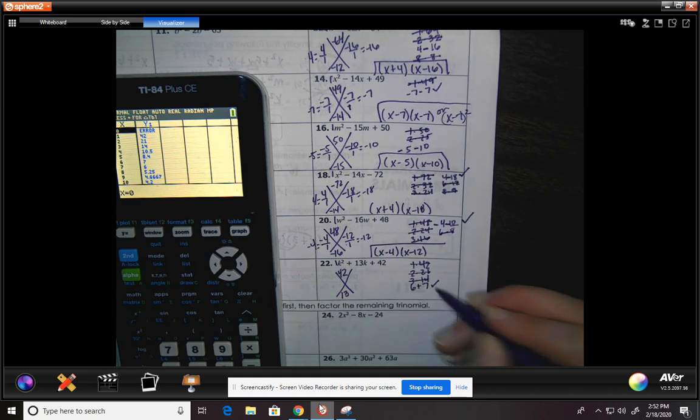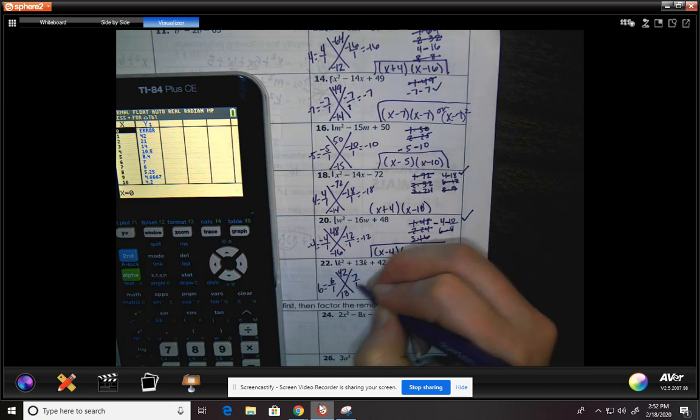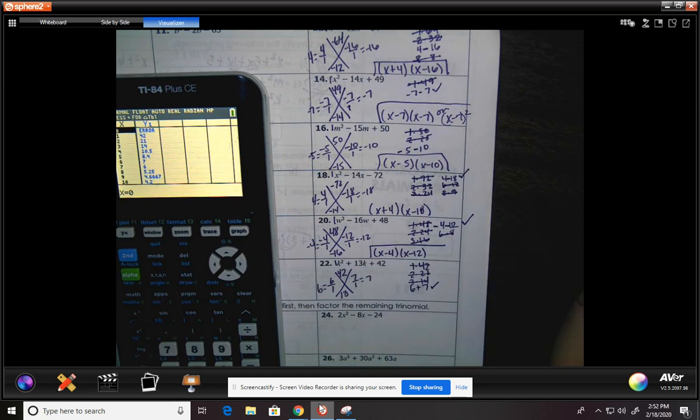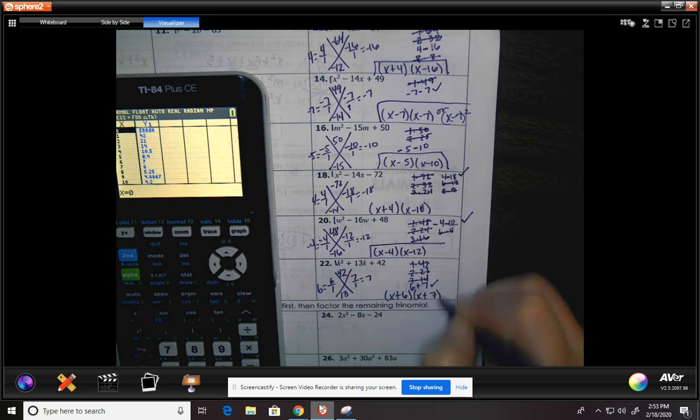And I wanted to add it. So 6 plus 7 does give me a positive 13. So I'm going to put a 6 and put a 7. I'm going to divide by 1 and get 6. Divide by 1 and get 7 because the leading coefficient is 1. And that gives me x plus 6, x plus 7.